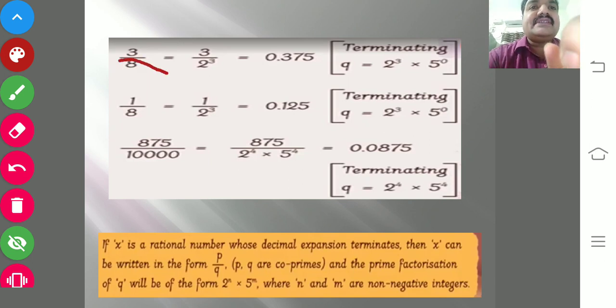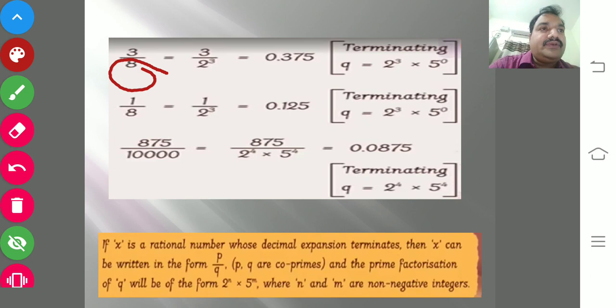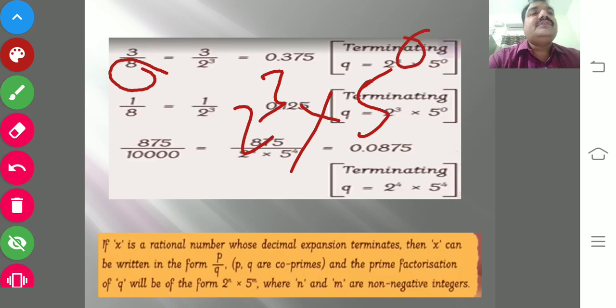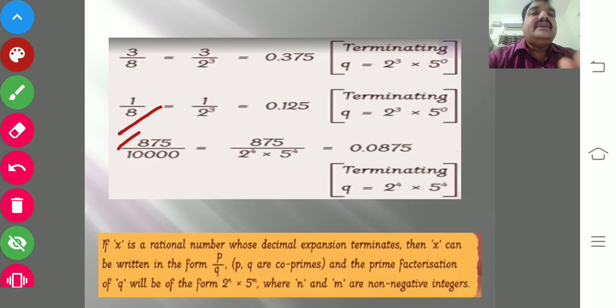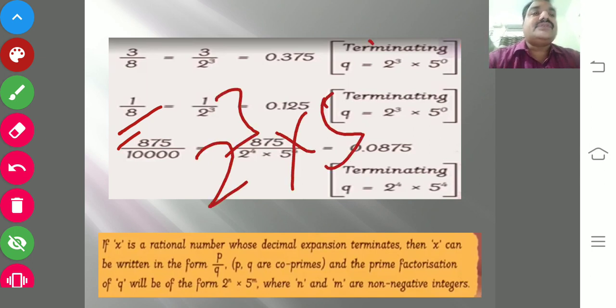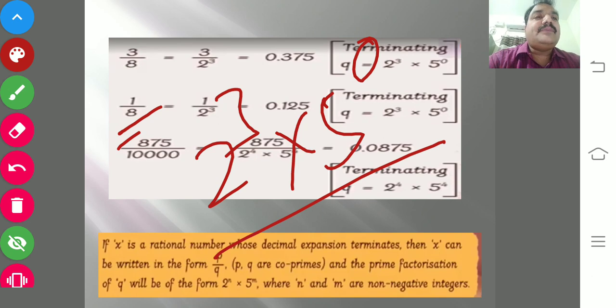Suppose the denominator is 8 here. 8 can be converted into 2 cube, so 2 cube into 5 power 0. In the denominator, 5 power 0 is 1, since you know that x power 0 equals 1. So it is in the form of 2 power n into 5 power m. So here 1 by 8, the second one: 8 is the denominator, and if you convert 8 into prime factor form, it is 2 cube into 5 power 0. So it is also in 2 power n into 5 power m form, so it's a terminating decimal.